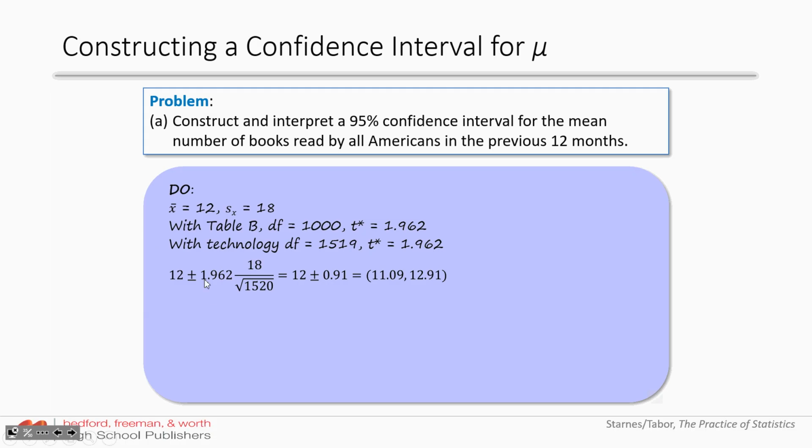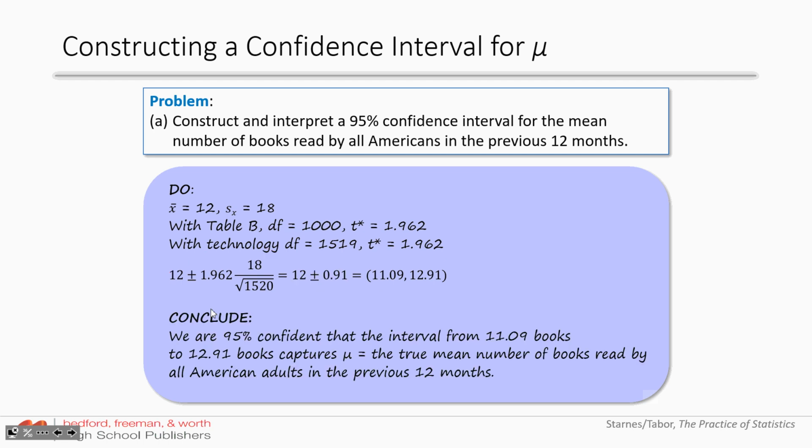You do still need to write this formula. You don't necessarily need to write this part in the middle. I don't care about that part. You need the formula, and you need the interval. Okay. Now we have to interpret it. So we're 95% confident that the interval from 11.09 books to 12.91 books captures the population mean number of books read by all American adults.